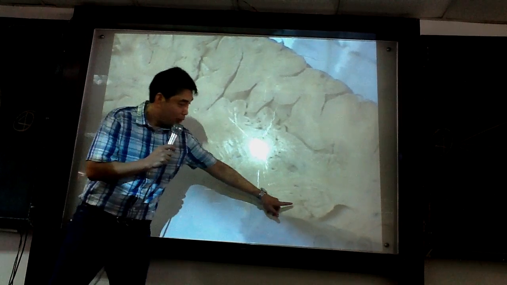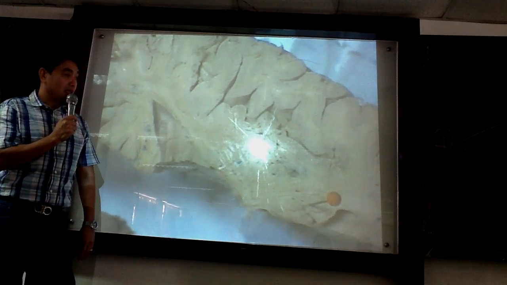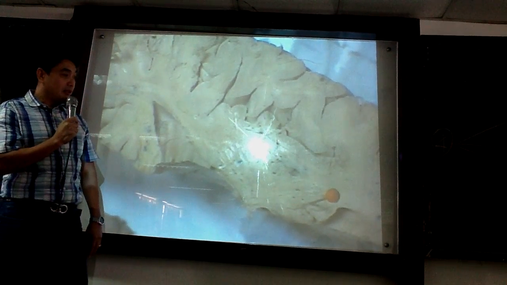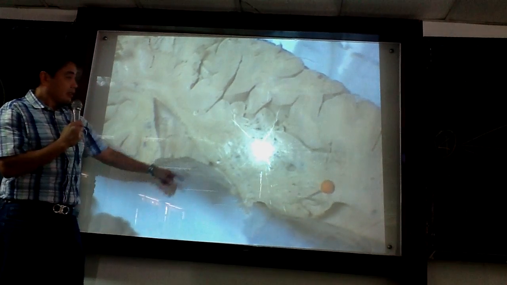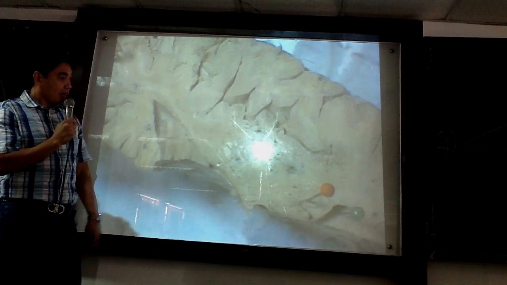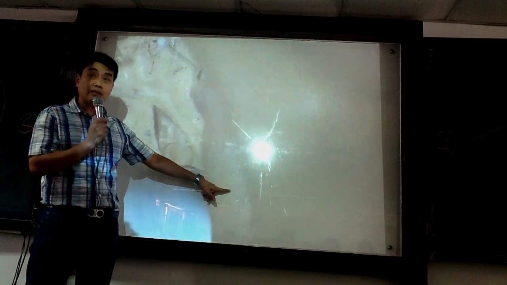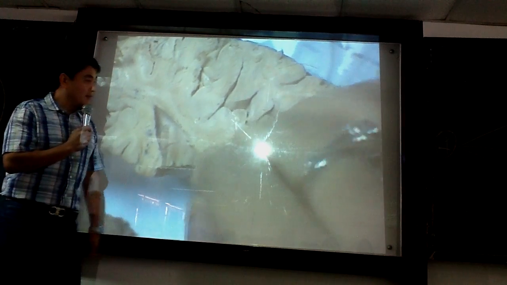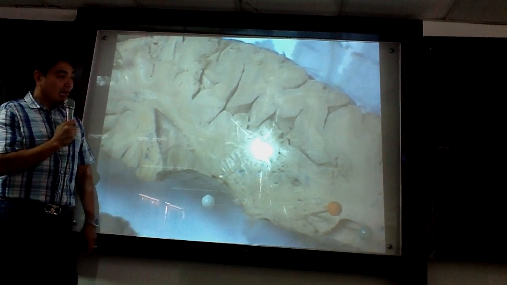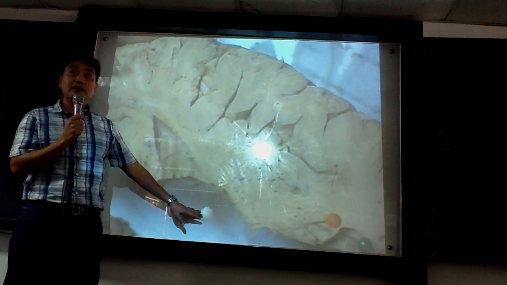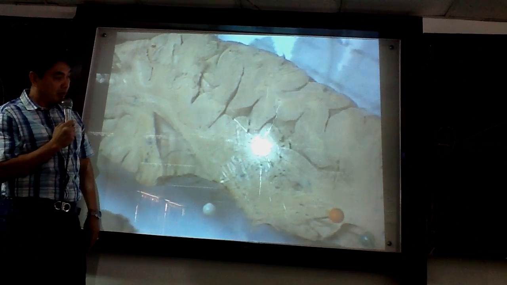Ito class yung caudate. Head of the caudate. Tapos, ito class yung lateral ventricle, yung space na yan. And this portion here is the thalamus. Okay, class? Caudate at saka thalamus. Tapos, meron kang internal capsule.